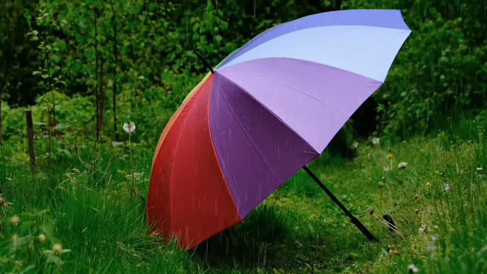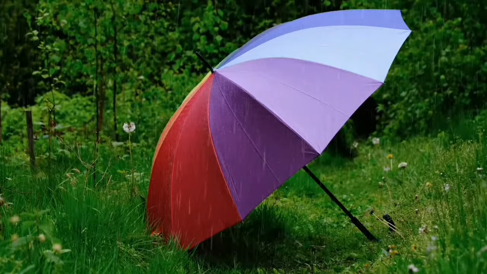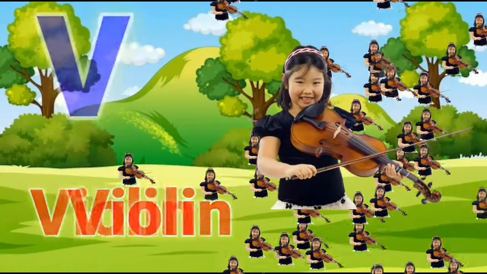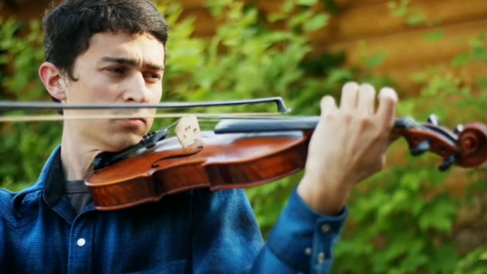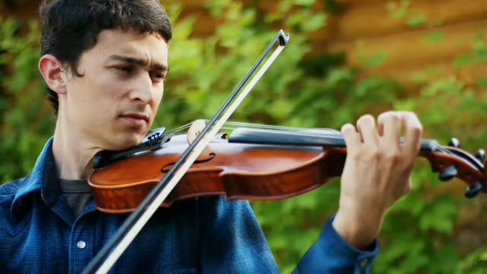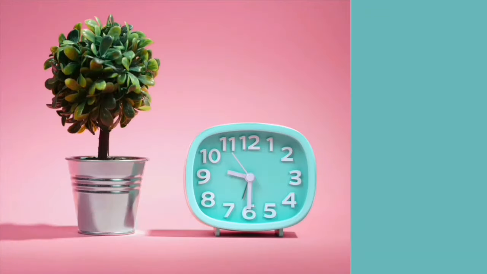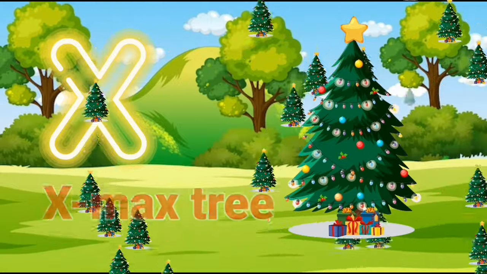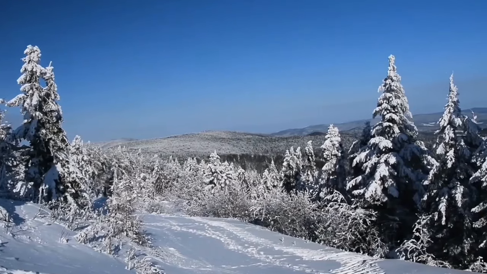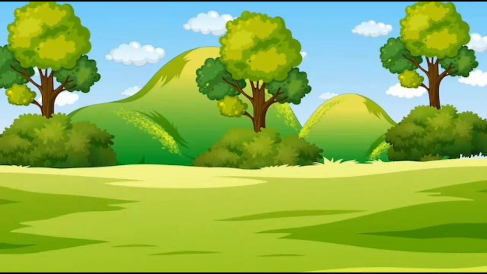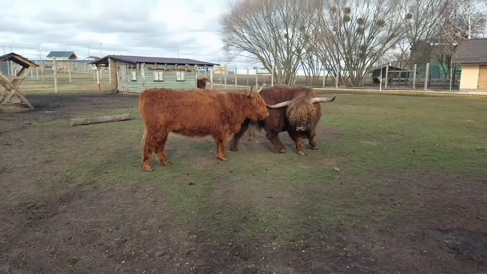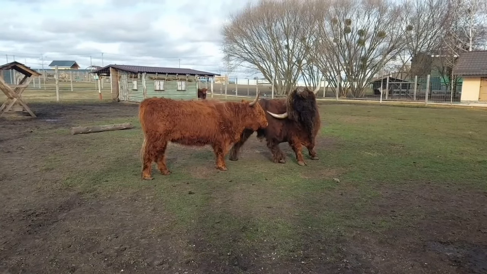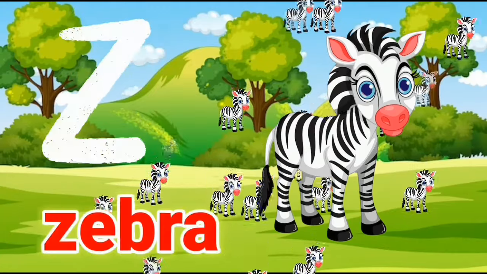U for umbrella. V for violin. W for watch. X for X-mas tree. Y for yak. Z for zebra.